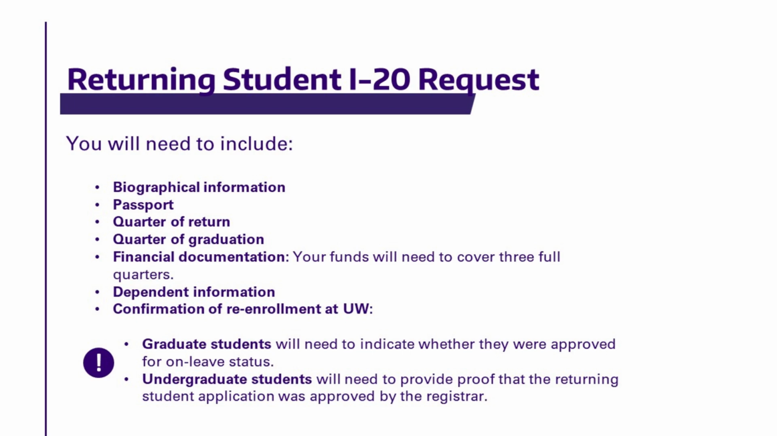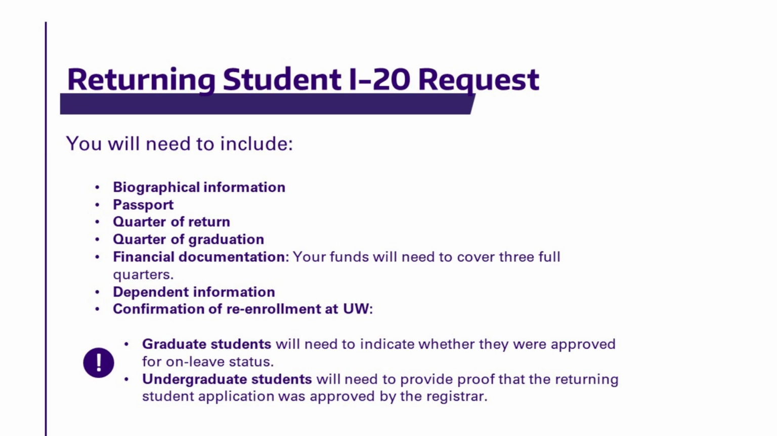In order to complete the returning student request, you will need to include the following information: biographical information like your name, birth date, and address, a clear image of your passport's biographical information page. You will need to list your quarter of return and your quarter of graduation. You will need to upload financial documentation. Your funds will need to cover 1 academic year, 3 full-time quarters, or the remaining time left in your program if less than 3 quarters.